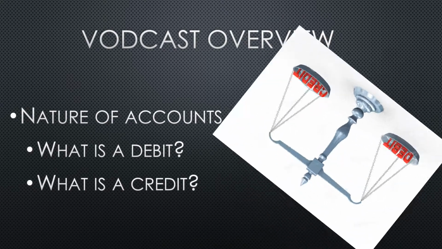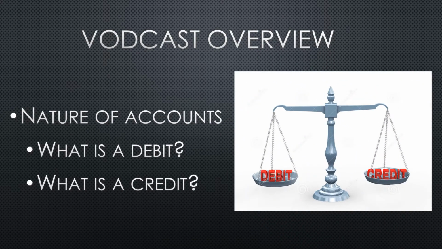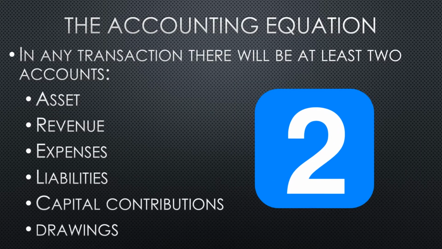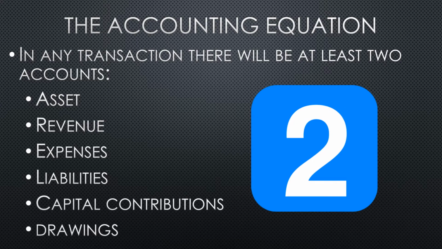In accounting, there are two types of natures of accounts, either a debit or a credit. So when an account presents itself through a transaction, you need to determine its nature, and it can only be a debit or a credit. In any transaction, at least two accounts are affected, and both the debit side and the credit side of the journal must equal in order for the accounting process to be complete. So when you're completing a transaction in a general journal, you need to make sure that the accounting equation equals itself.